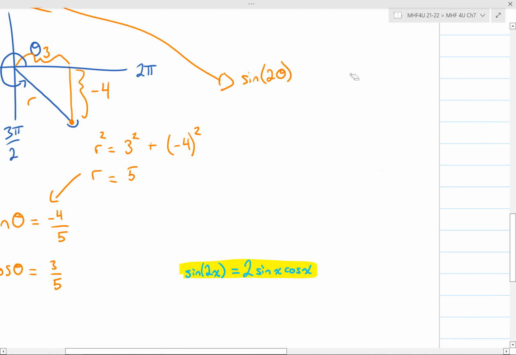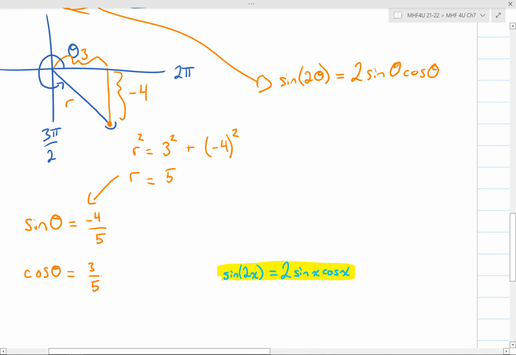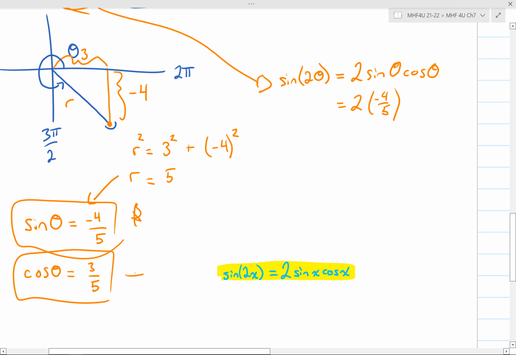Perfect. So the sine of 2 theta is equal to 2 times the sine of theta times the cosine of theta. Luckily, I know the cosine of theta, and I know the sine of theta. So what I'm working with here is simply 2 times the sine of theta, that's negative 4 over 5, times the cosine of theta, that's 3 over 5. And simplifying this fraction is the last step we need.